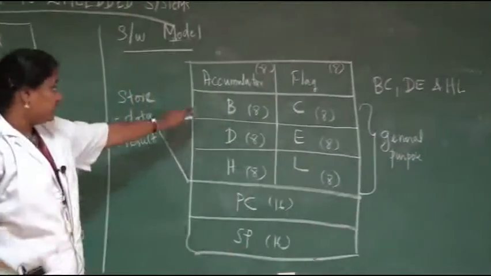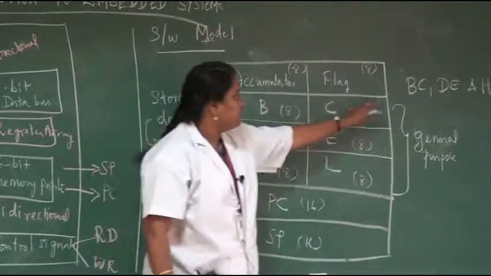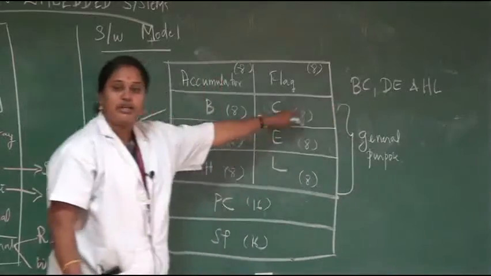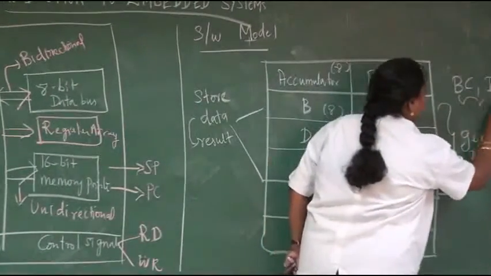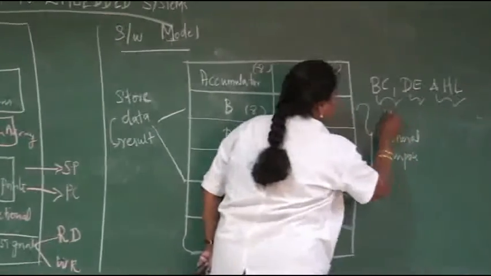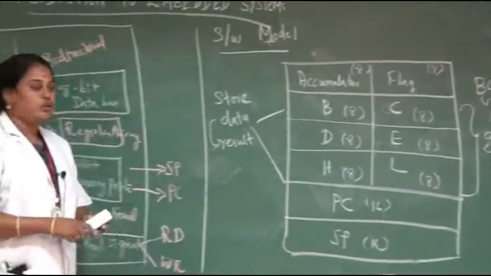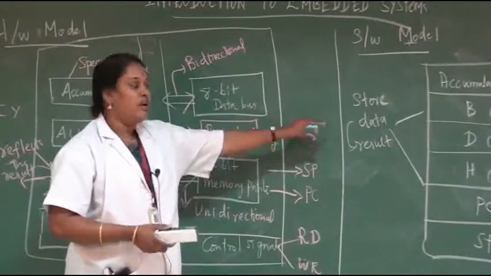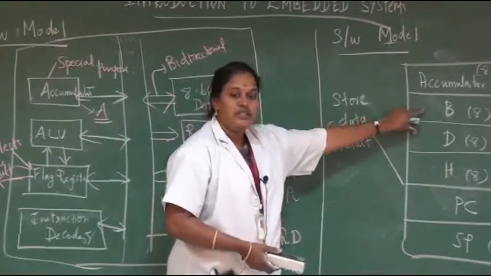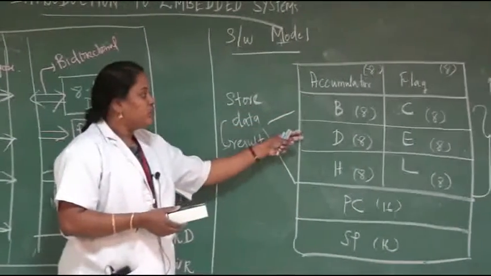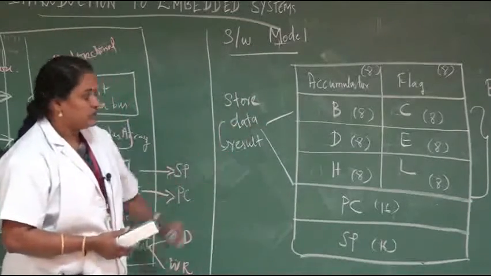The 6 8-bit registers can be combined as register pairs. For example, B and C can be combined, D and E can be combined, and H and L can be combined to form a 16-bit register. Suppose we are going to perform 16-bit operations, we are in need of a 16-bit register. So the available 8-bit registers can be combined and used as 16-bit registers. That is what is special about general purpose registers.